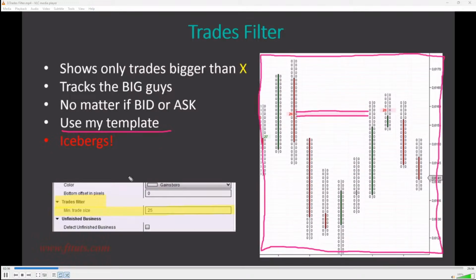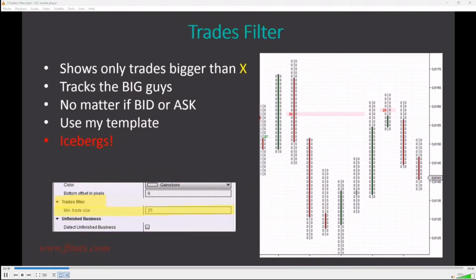The template will do that too, but there's one thing which you'll probably need to change if you want to trade some other trading instruments than currencies. You can find it in the indicator settings, and in here you can change the trade size, the minimal trade size it will show. So if this number is 25, then it will show all the trades which were bigger than 25 contracts. So in here there's 26. If this was 24, then it would show as a 0.